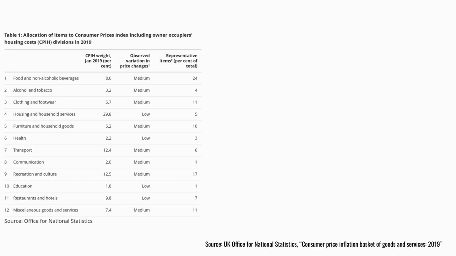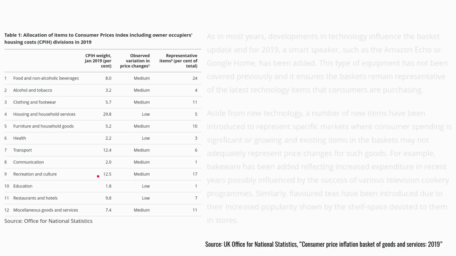The Office for National Statistics constructs a consumption basket, and that measures a wide range of prices for the typical UK consumer. Here are the weights in 2019 for the typical goods and services consumed in the UK. Housing and household services make up the biggest weight, of around 30%, but transport and recreation and culture are also very important.